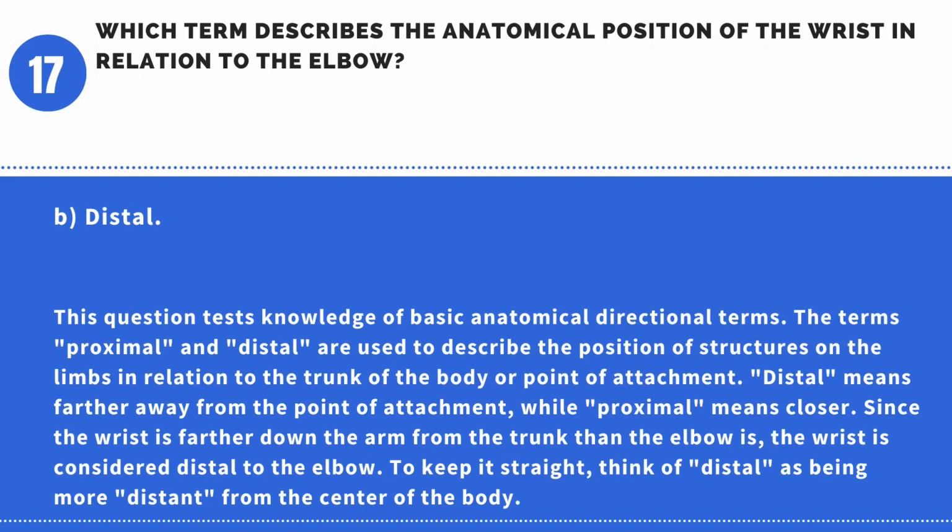Answer, B. Distal. This question tests knowledge of basic anatomical directional terms. The terms proximal and distal are used to describe the position of structures on the limbs in relation to the trunk of the body or point of attachment. Distal means farther away from the point of attachment, while proximal means closer. Since the wrist is farther down the arm from the trunk than the elbow is, the wrist is considered distal to the elbow. To keep it straight, think of distal as being more distant from the center of the body.